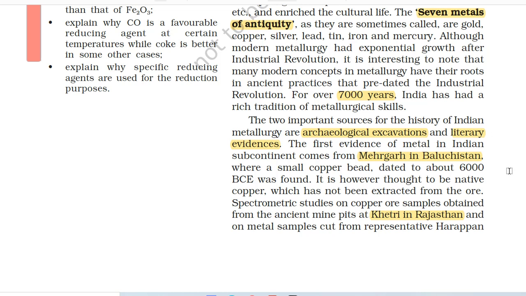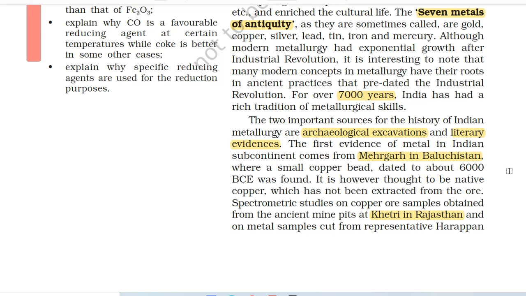The first evidence of metal in the Indian subcontinent comes from Mehrgarh in Balochistan, where a small copper bead dated to about 6000 before the Common Era was found. It is, however, thought to be native copper which has not been extracted from the ore.